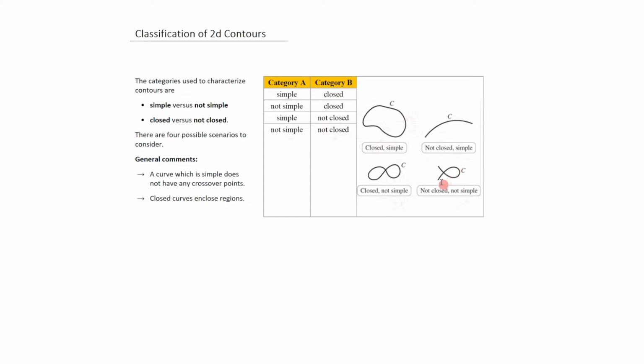Clearly, we're not going to be able to use, for instance, Green's circulation theorem or flux theorem here because it's required to have a closed contour. But nevertheless, this is just showing you ways of characterizing contours. So again, I just mentioned that a curve which is simple does not have any crossover points. Notice there's a crossover point, so this is not a simple curve. And also closed curves enclose regions. So for instance, this encloses this planar region that you see here.